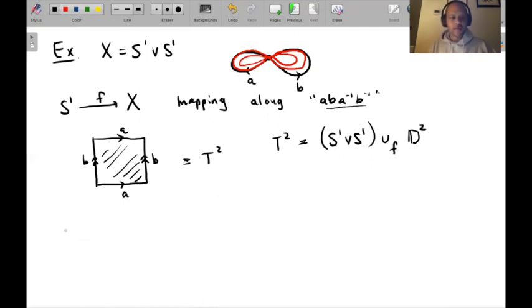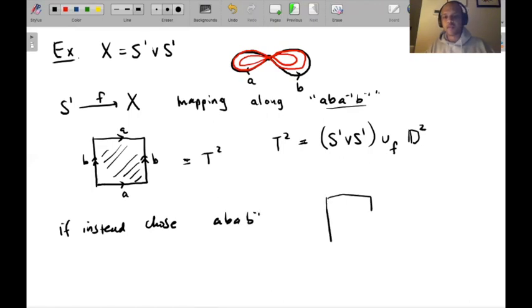So if instead we chose A, B inverse, then again, we get something that should look familiar. So now we have A, B, and then we go forward along A and backwards along B inverse, backwards along B. And so this gives the Klein bottle.